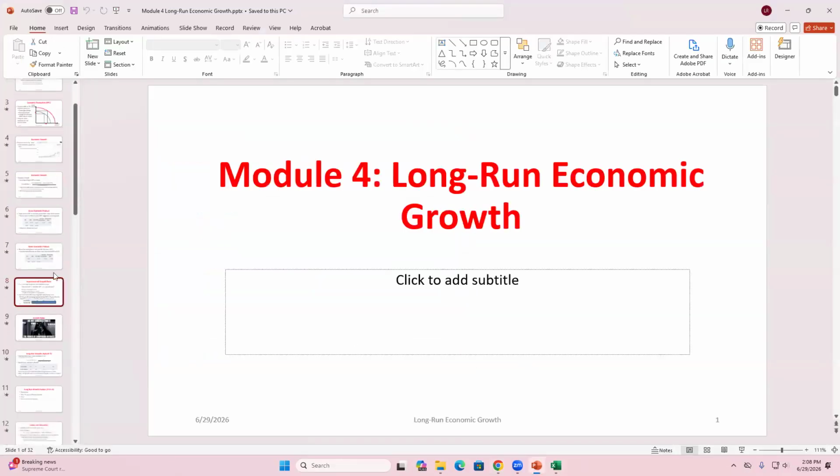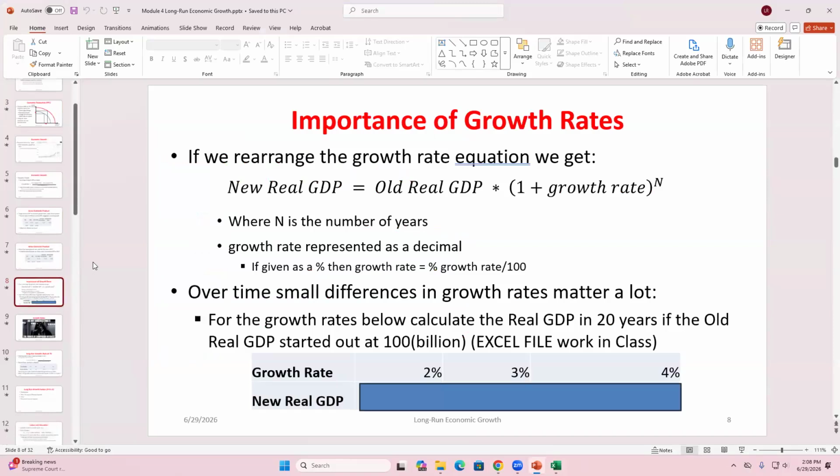So we left off thinking about growth rates and how to calculate new GDP or real GDP based off of an old GDP. So we said the equation we were going to use was 1 plus the growth rate to whatever power, the number of years. We're going to take it to the power of the number of years out. We want to predict what your new GDP is going to be.